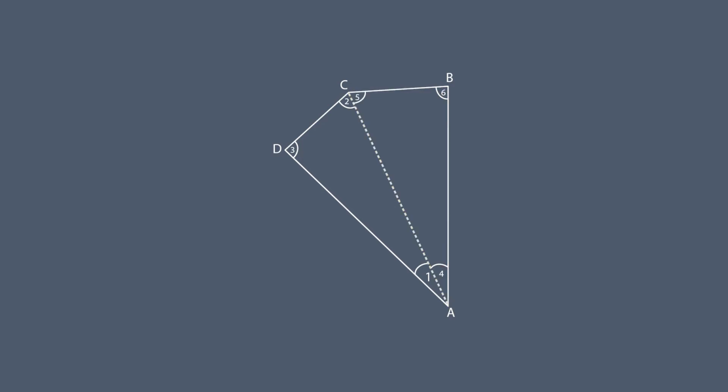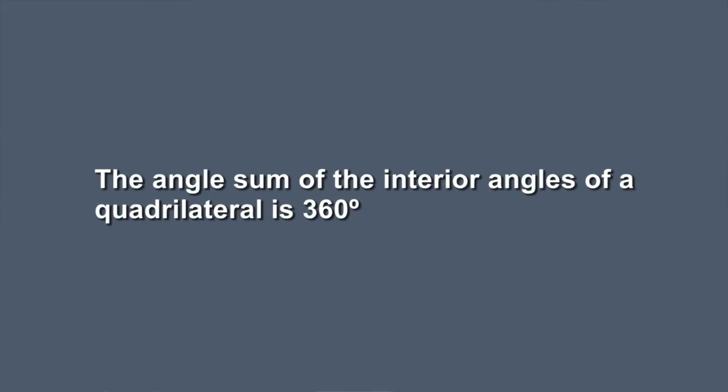By using the angle sum property in triangles, can you determine the sum of angles 1, 2, 3, 4, 5 and 6? Yes, the sum is 180 degree plus 180 degree, that is 360 degree. But this sum is nothing but the sum of 4 interior angles of the quadrilateral ABCD. Therefore, we conclude that the angle sum of the interior angles of a quadrilateral is 360 degree.